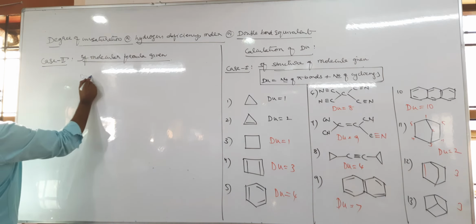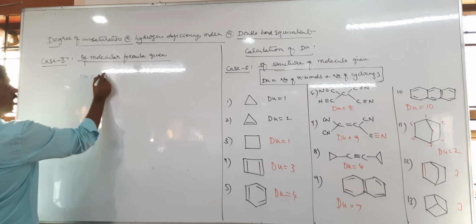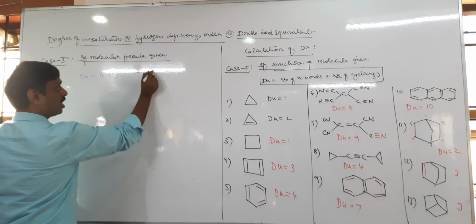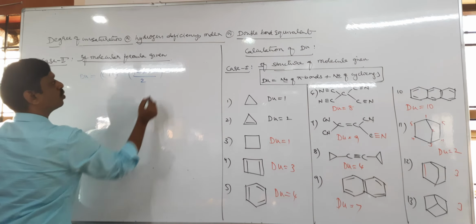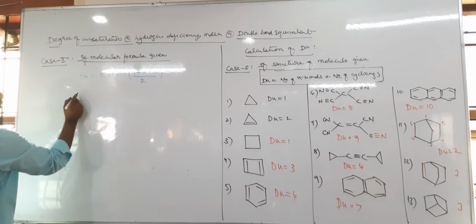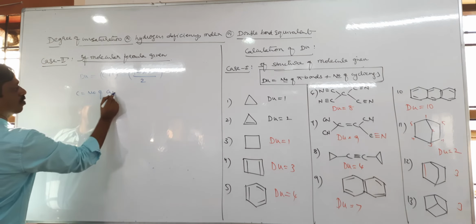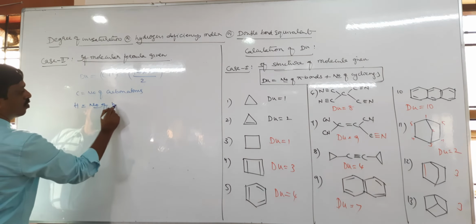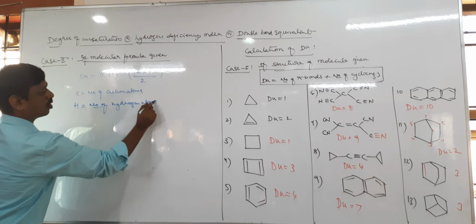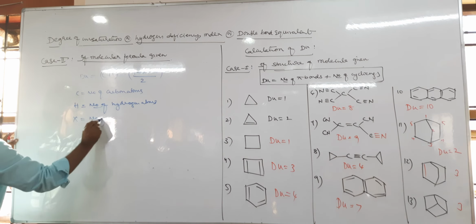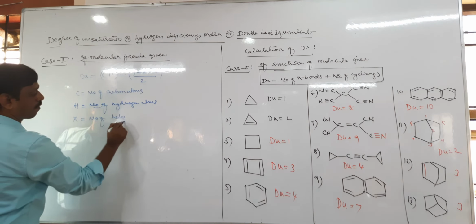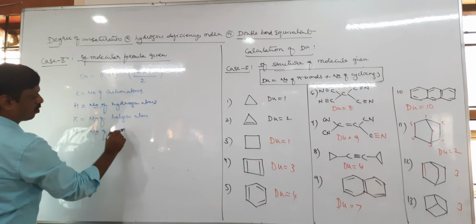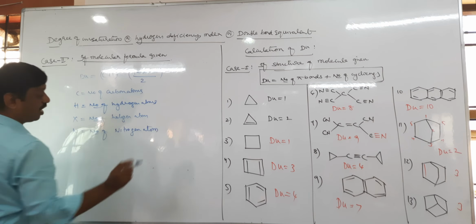DU, the degree of unsaturation, equals C plus 1 minus the number of hydrogen plus number of halogen minus number of nitrogen, divided by 2. This is the formula. Here C equals the number of carbon atoms, H equals the number of hydrogen atoms, X is halogen, the number of halogen atoms, and N equals the number of nitrogen atoms.